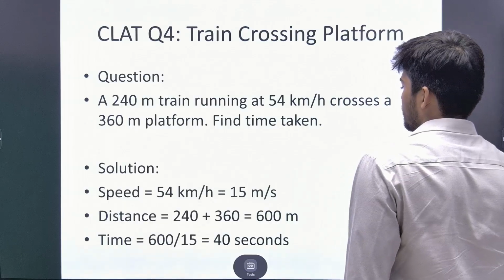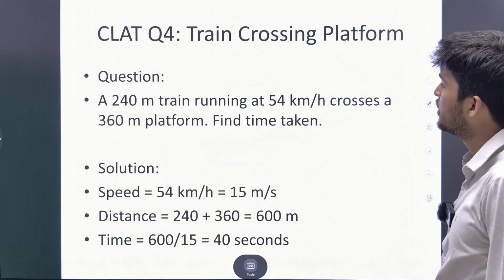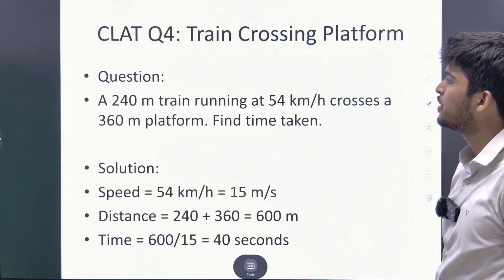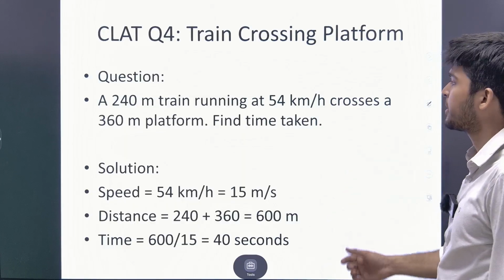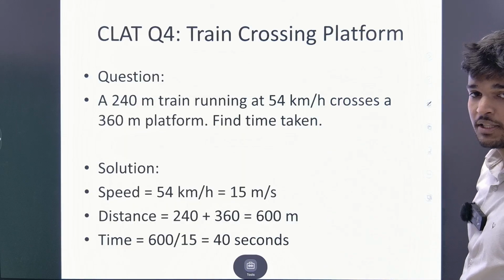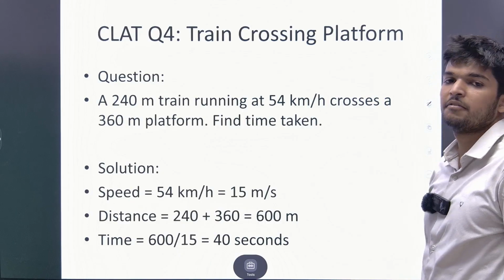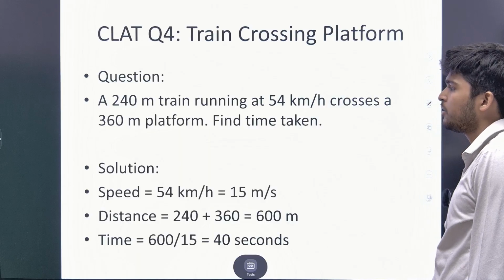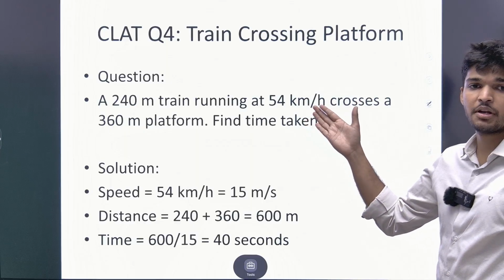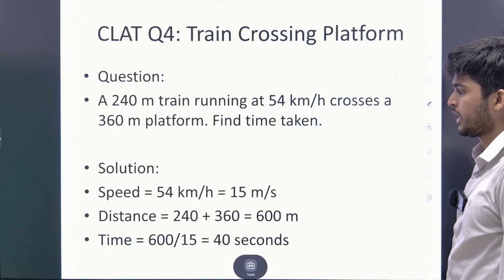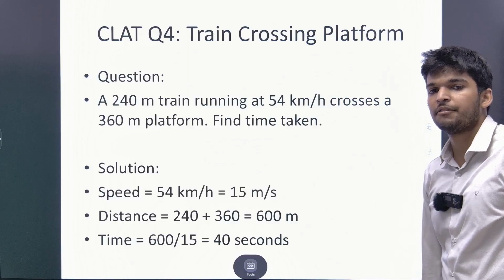Trains crossing platform. A train of length 240 meters, at the speed of 54 kilometers per hour, has to cross a platform of length 360 kilometers, I mean 360 meters. So we'll have to calculate the time taken by the train to cover the distance. As the speed has been given in kilometers per hour, we'll have to convert it into meter per second. To convert it into meter per second, we'll multiply it by 5 divided by 18.